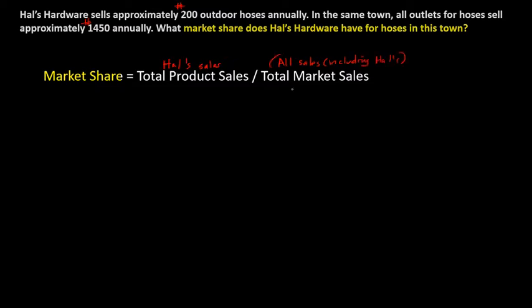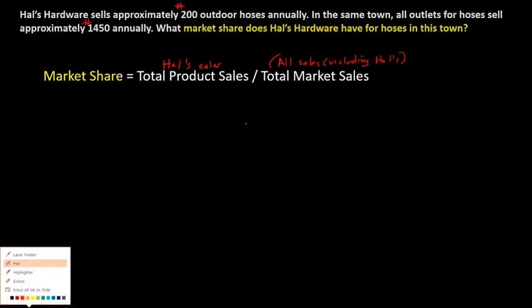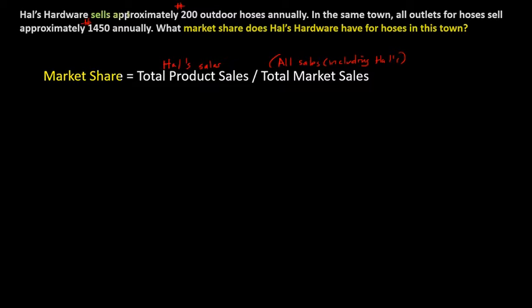Let's see if we can plug in this information. We need to know the total product sales for Hal's, and they did tell us that. They said Hal's sells approximately 200 outdoor hoses annually, so that's the total product sales, 200. Next, we need to know total market sales. It says all outlets for hoses sell approximately 1,450 annually, so that's my total market sales. They specifically said all outlets, so we know they've already included Hal's Hardware in that calculation.